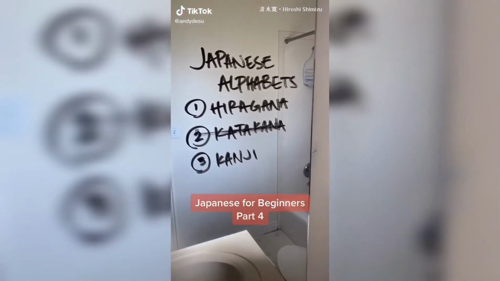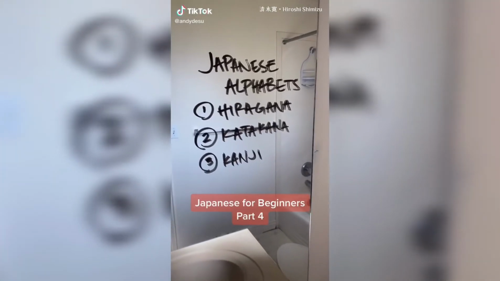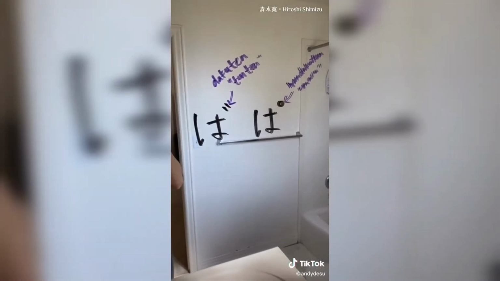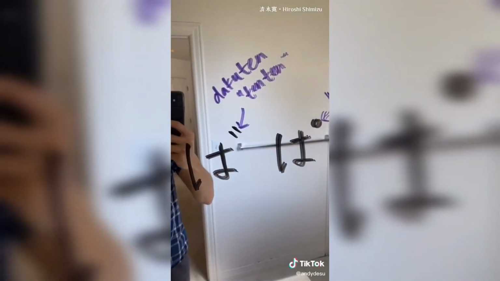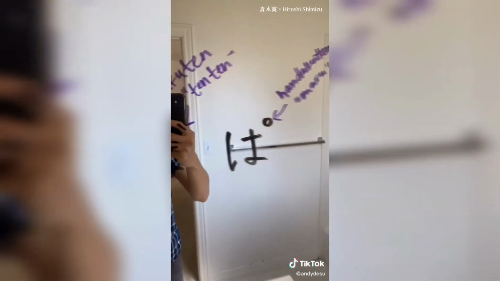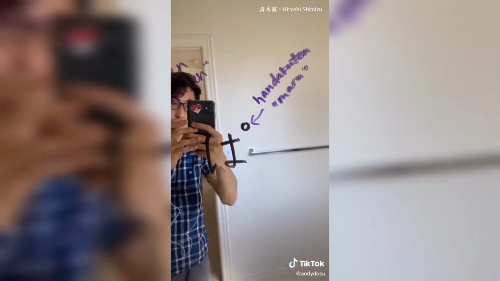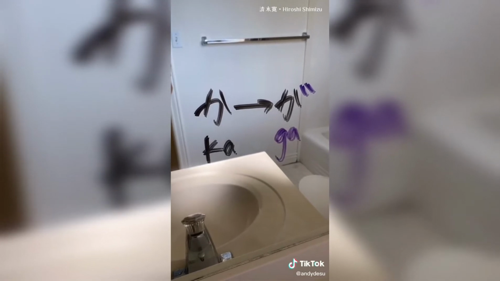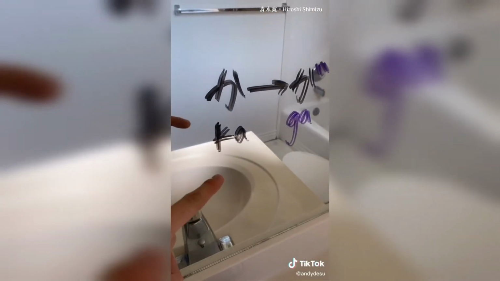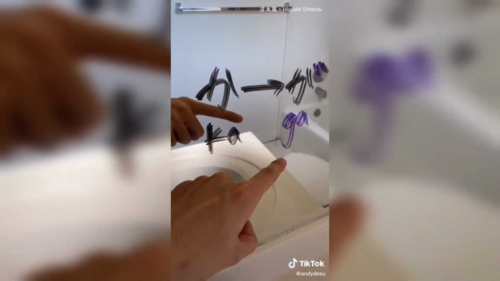In the last few videos, we went over the hiragana and katakana alphabets. In this video, we'll cover these little marks that you often see above the characters. This one is called a dakten or tenten, and this one is called a handakten or maru. The dakten adds voicing to the consonant sound. What this means is the k sound turns into a g sound.